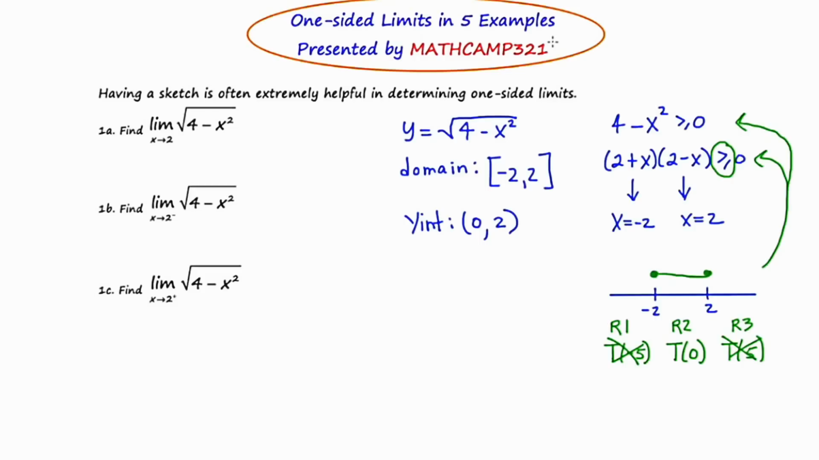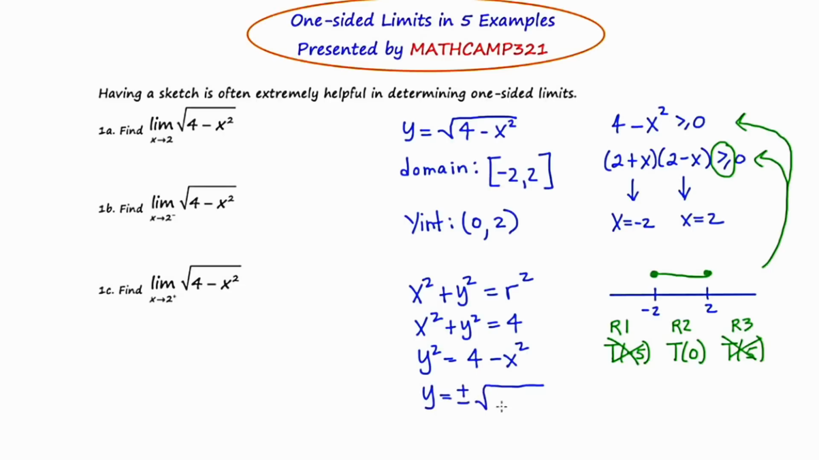Another reason I could have known that is to think back to the general h-k form of a circle. Let's say in this case that r squared is equal to 4. If I isolate y squared, I get y squared equals 4 minus x squared. If I take the square root, technically I should have plus or minus the square root of the expression on the right. But if I get rid of that minus, it's only going to be half of the circle, namely the top half.